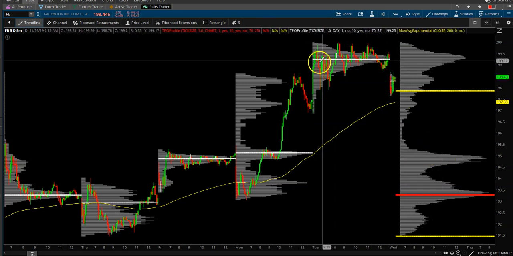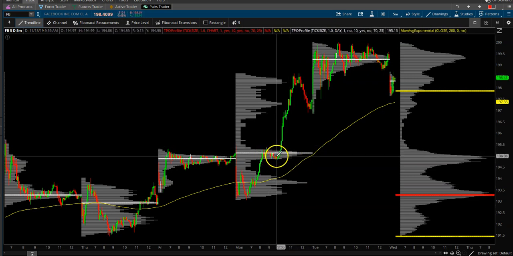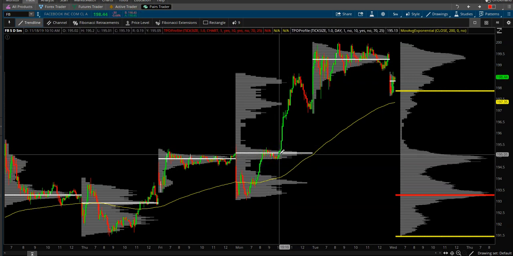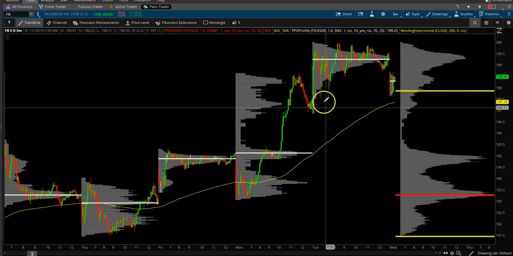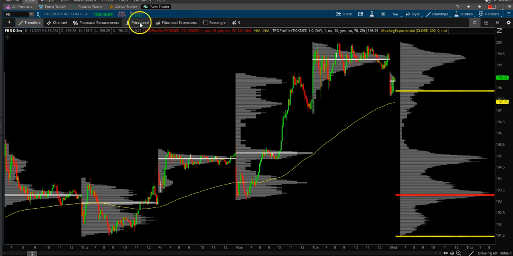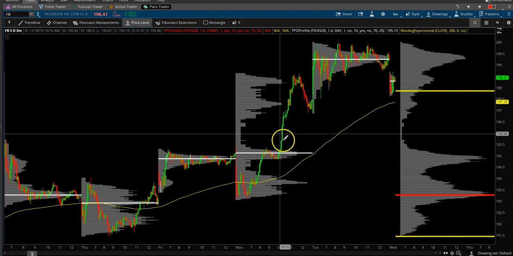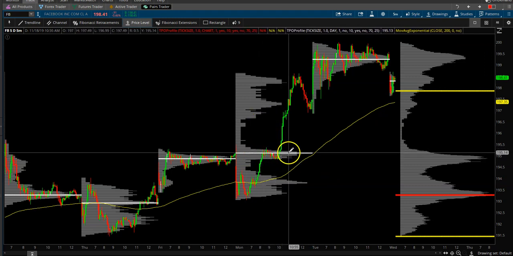Over here, me personally, all I do is I show the point of control. I don't care so much on the 5-day, 5-minute chart about value area highs or lows. But what I do is I'll mark off any naked virgin points of control, which are the points of control that have not been touched yet.